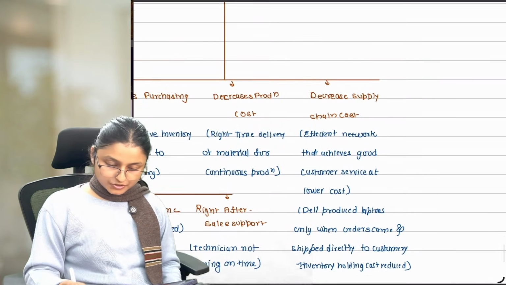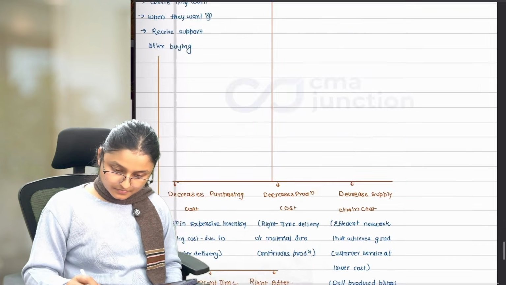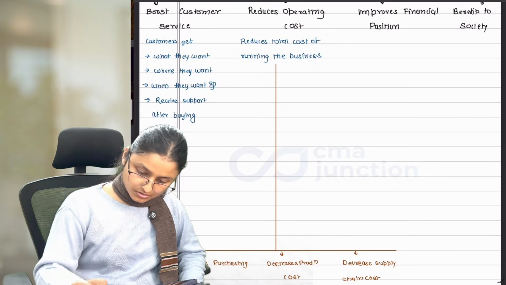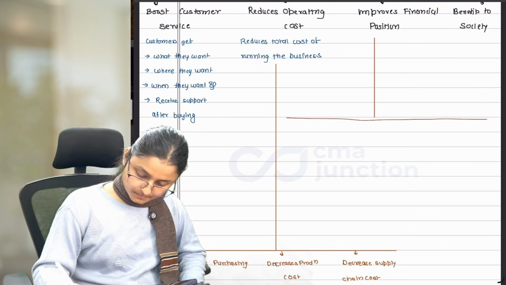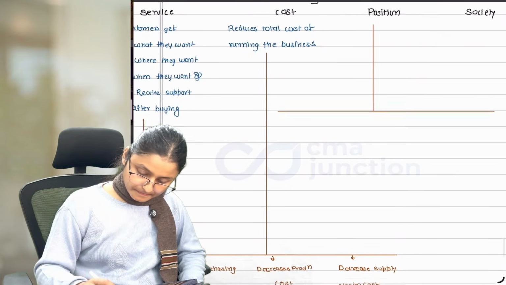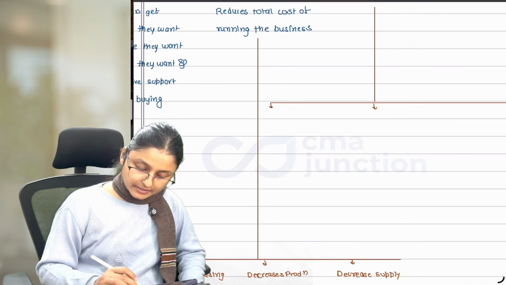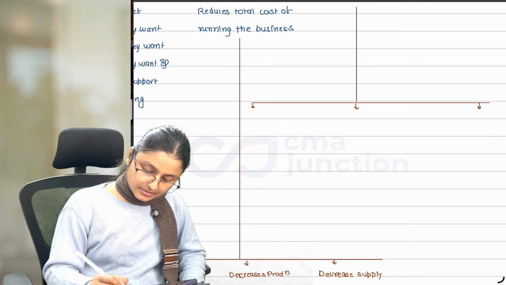Done. Next is improves financial position. Increases profit leverage, decreases fixed assets cost, and increases cash flow.